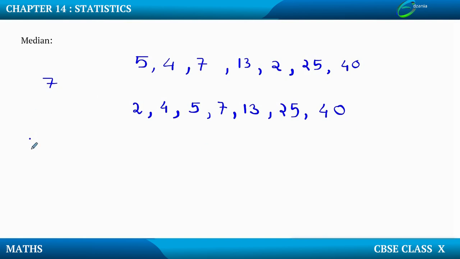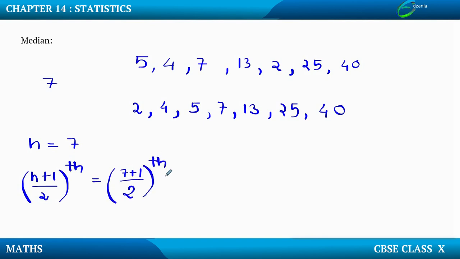Then we get the value of n. N means number of observations. So we have 1, 2, 3, 4, 5, 6, 7, 7 observations. And then we know that if the number of observations is odd, n plus 1 upon 2 term is the median. So 8 upon 2, that is fourth term. So fourth term will be the median. So first, second, third, fourth. So this 7, which is the fourth term, is nothing but the median.